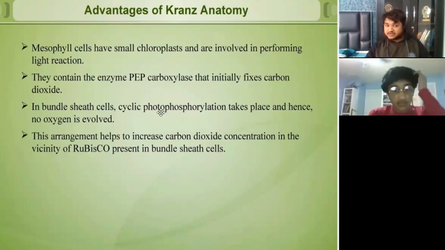If cyclic phosphorylation takes place here, it means energy will also be produced and no oxygen will be evolved here. So the main thing is what? The main thing is it helps in increasing the carbon dioxide concentration around Rubisco. You can simply say that the bundle sheath cell and mesophyll cell both are very advantageous. So having the Kranz anatomy is good for the plant.